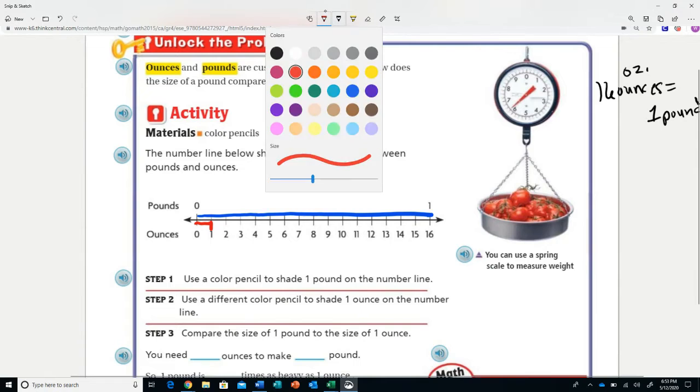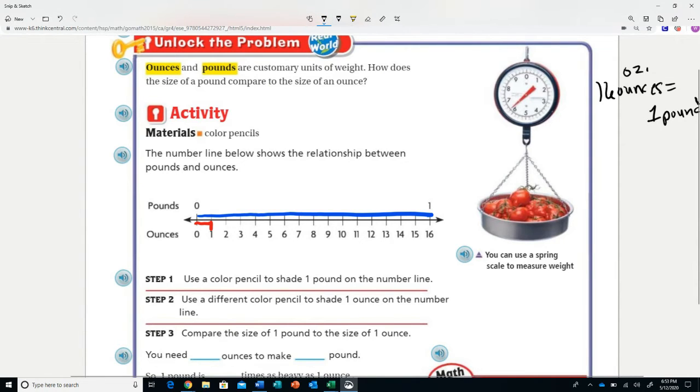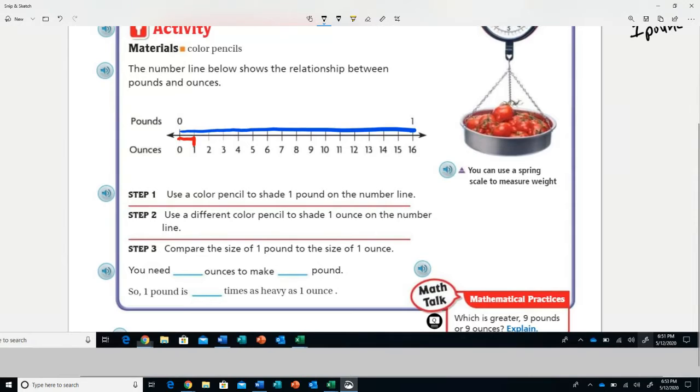All right, so I'm going to switch back to black here, and I'm going to scroll up a little bit on my page. It says compare the size of 1 pound to the size of 1 ounce. So here's what you're going to need to get the hang of here. You need 16 ounces to make 1 pound. So 1 pound is 16 times as heavy as 1 ounce. So it's just trying to get you to think about these two new ways to measure things. Ounces are small, pounds are much larger.